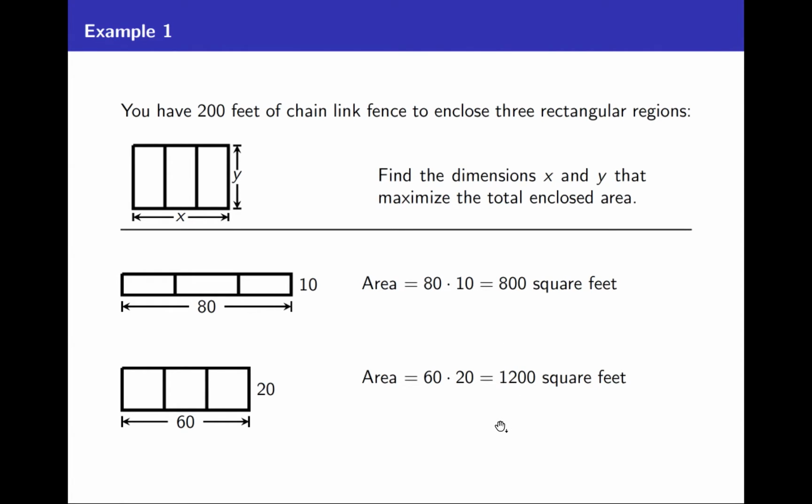So the question we're trying to answer in this problem is, what's the best you can get? What is the greatest area you could possibly enclose using up all 200 feet of your chain link fence? Is 60 feet by 20 feet the best? Or could we do better than that? What's the best we could do?